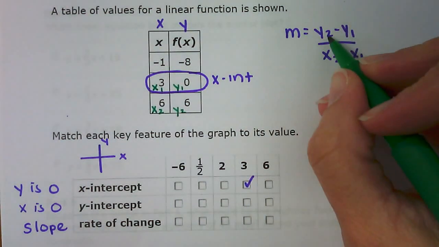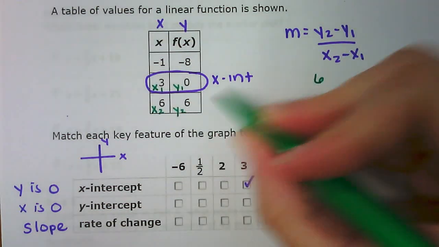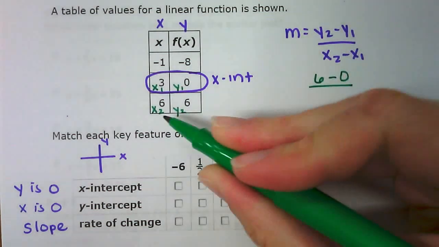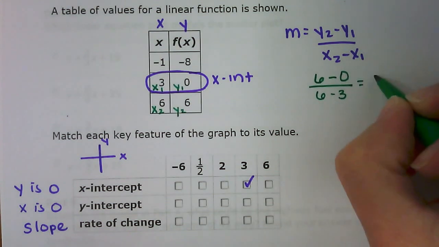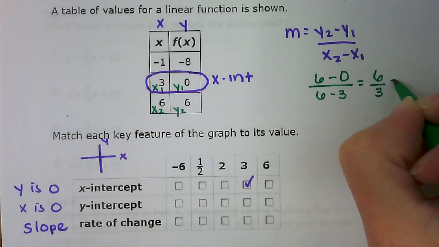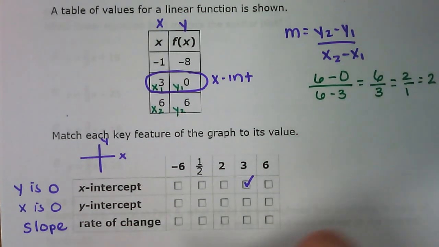Okay, so if I plug these into this formula, I would have 6 minus 0 over 6 minus 3. So 6 minus 0 gives me 6 on the top, 6 minus 3 gives me 3 on the bottom, and then I can simplify that to 2 over 1, or just 2. So my rate of change is going to be 2.